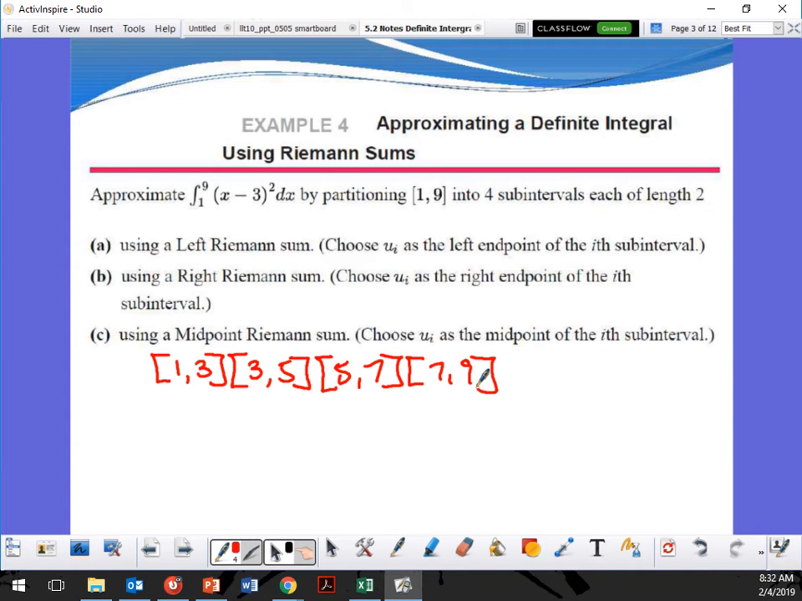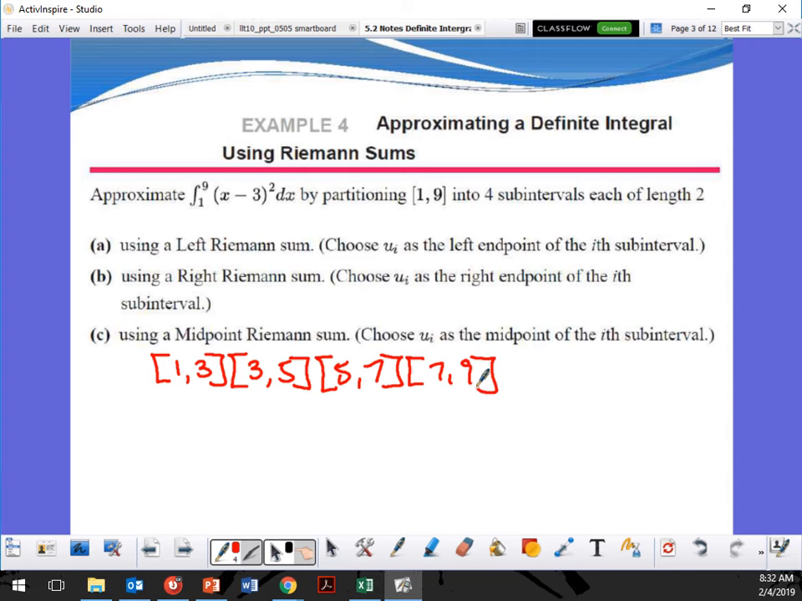The reason why I say write this out is because you want to know what your left endpoints are. You want to know what your right endpoints are. And then you can use those, each one, to actually figure out your midpoint, because you're only going to do each piece individually. So let's start off with the left. With the left, what is my delta x?